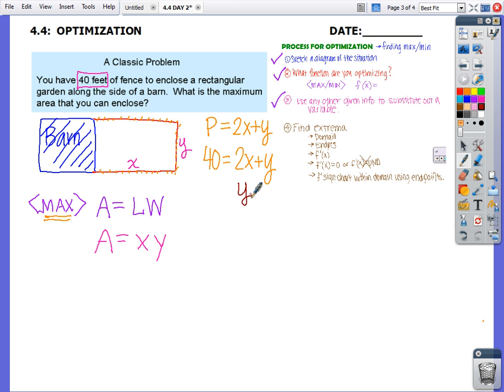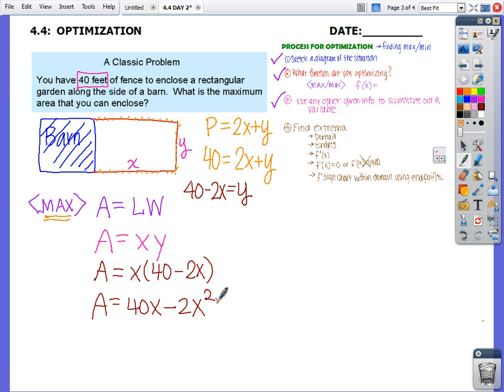So I'm going to solve for the easier variable to solve for, and that's going to be the y. So there's my y variable. So now I'm going to substitute that into my area. And now we have a much more simplified version. Let's see. There's my area. So those are things that you really want to think about.